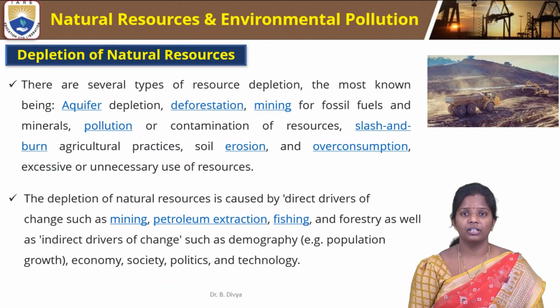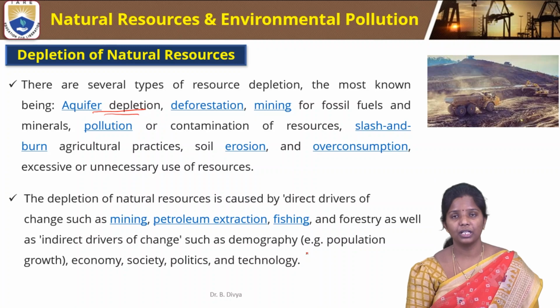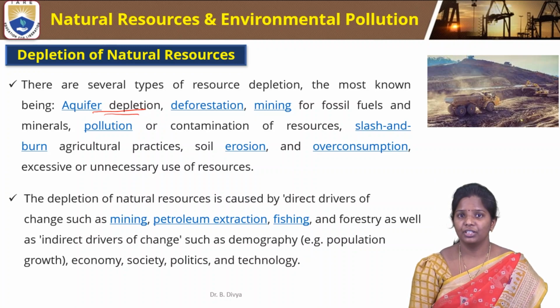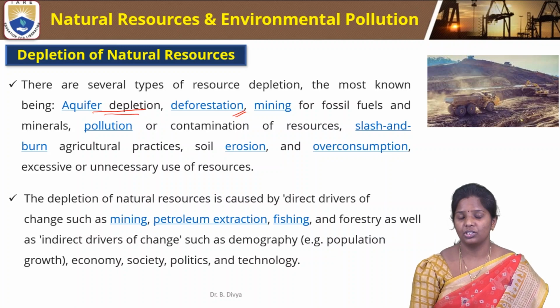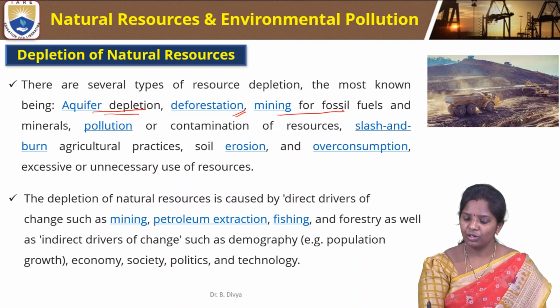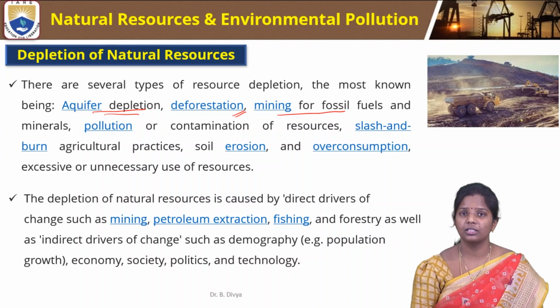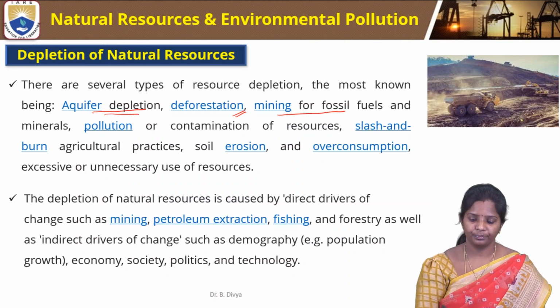So there are several types of resource depletion. The most known is aquifer depletion. For example, if we are fishing too much, then the fish or the species get extinct. So that is one of the forms. Then deforestation, when you are cutting down the trees, that also causes depletion of valuable trees or plant species. Then mining of fossil fuels and minerals also causes depletion if we are using them most widely, for all the applications, before they are replenished.